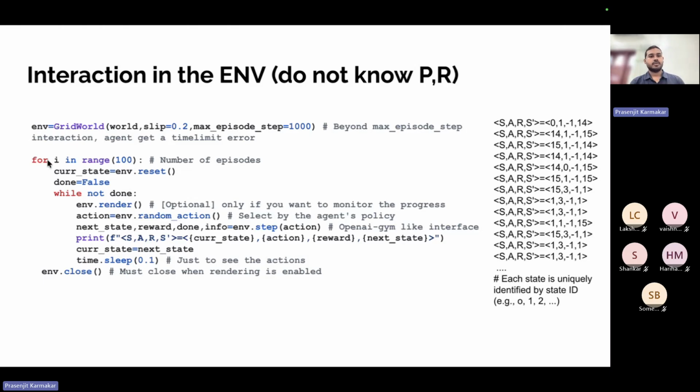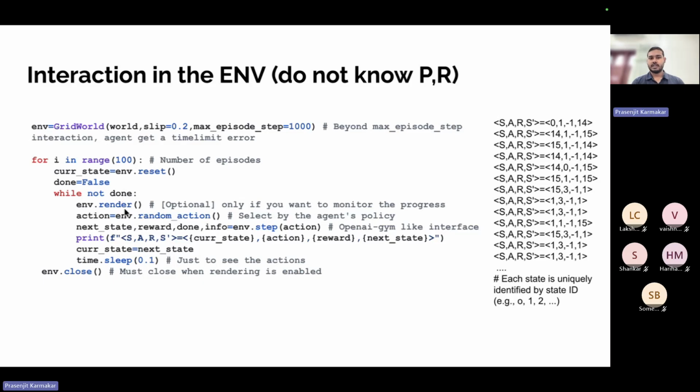So for 100 such trajectories, what you do, you first reset, right? Reset means a newborn agent. So environment reset gives you a current state which is of a newborn agent. It can be the starting state of the environment in a grid world, right? Done variable, this is very important. Done variable means we are not done yet in the environment. So done is false initially. While not done, while the environment is not ended, right?